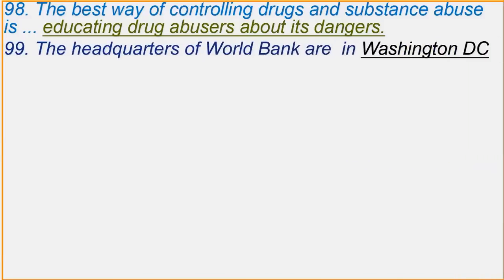Number 99. The headquarters of the World Bank are in Washington, D.C.